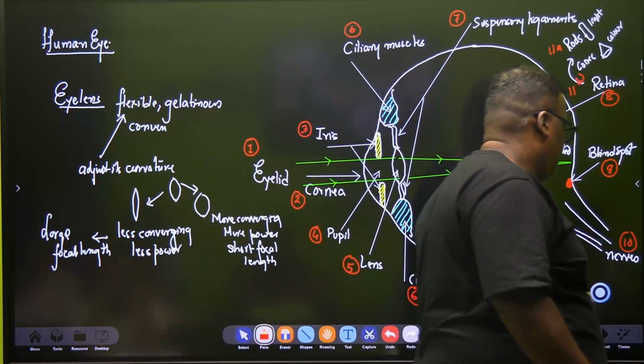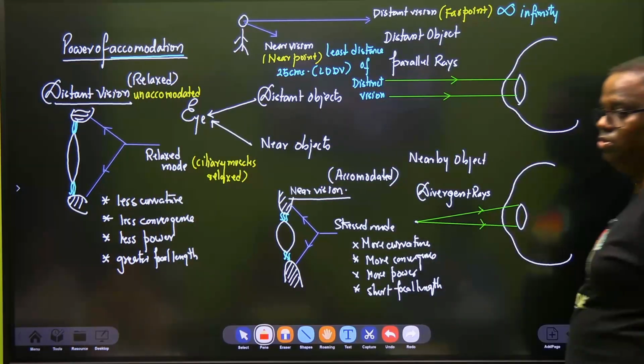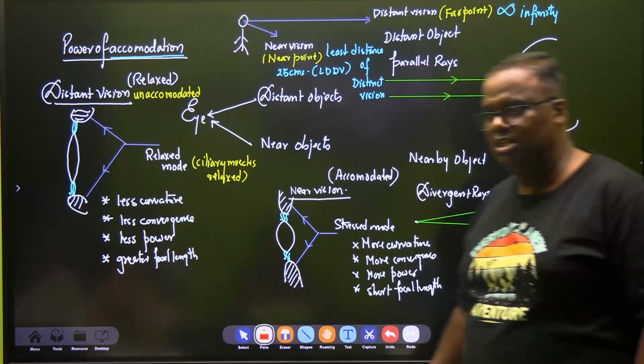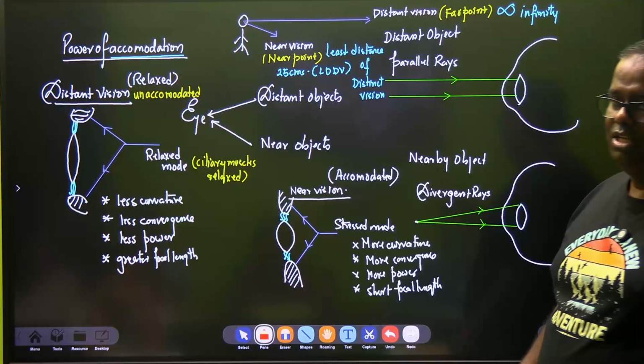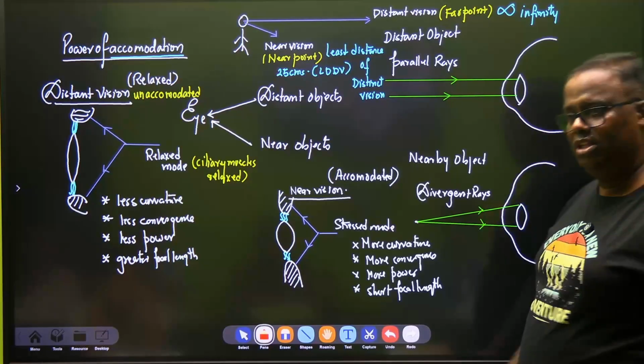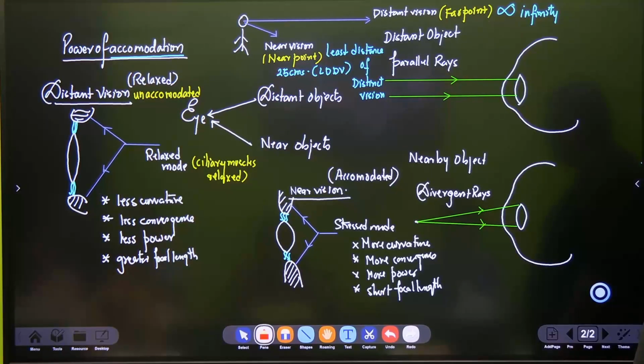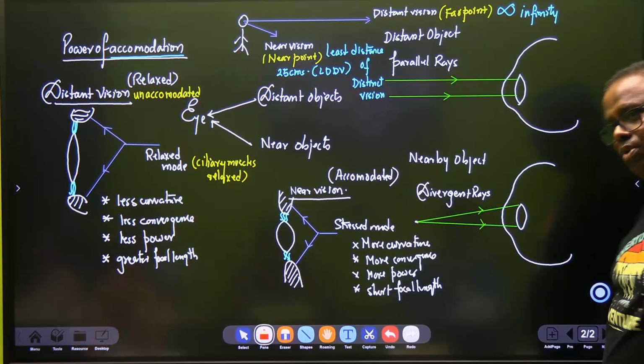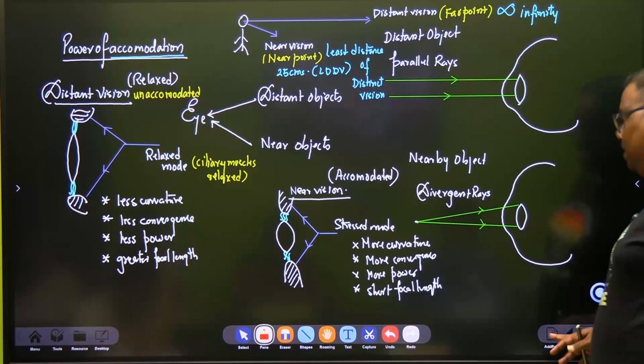Are you fine with power of accommodation? Have you understood near point, far point, near vision, far off vision? Then what is LDDV? Is all these things clear? Power of accommodation is clear. Very good. Shall we go ahead now? Chaliye. Next is defects of vision.